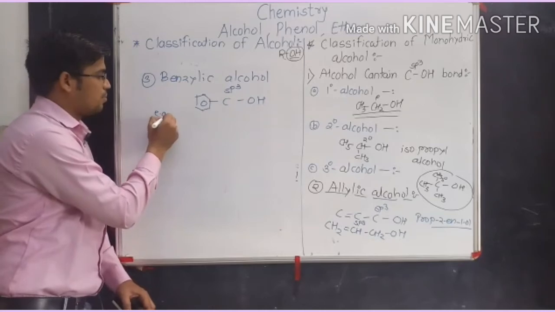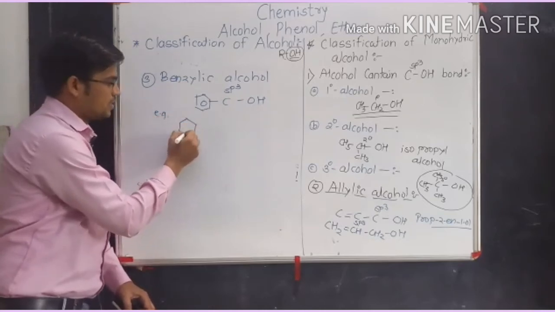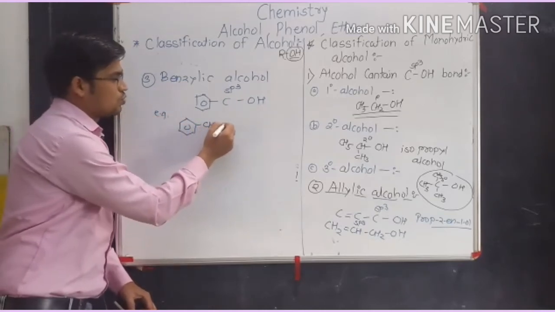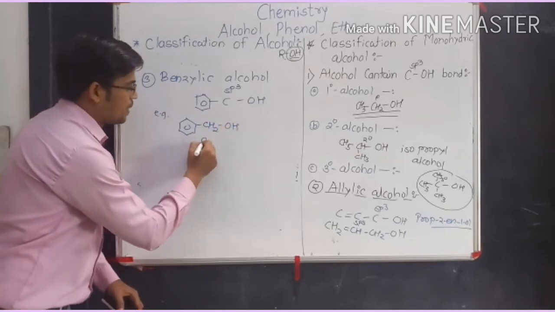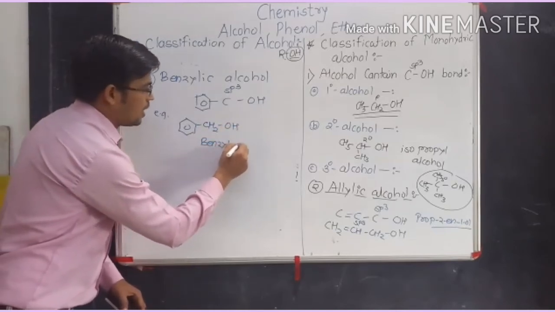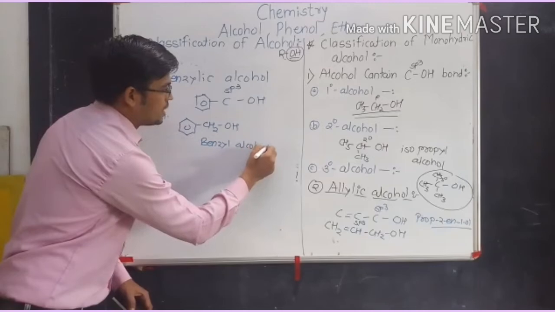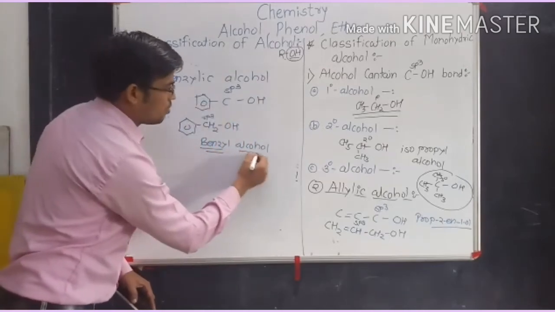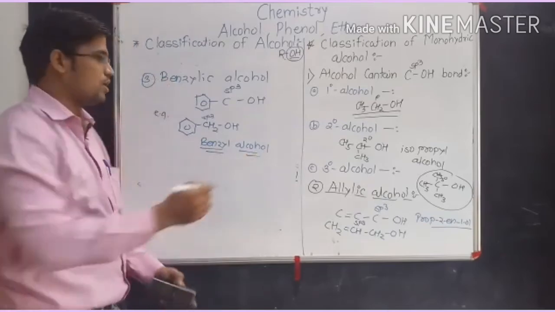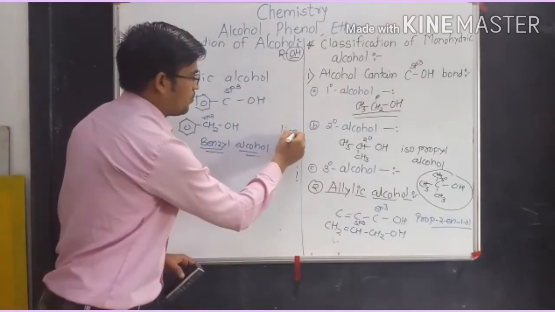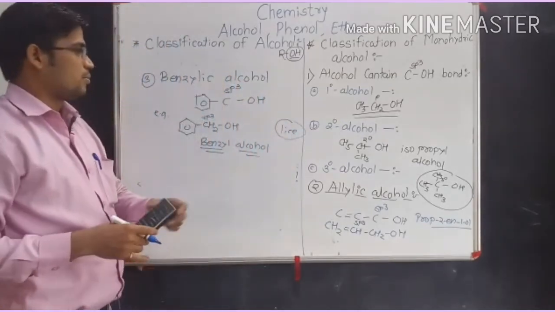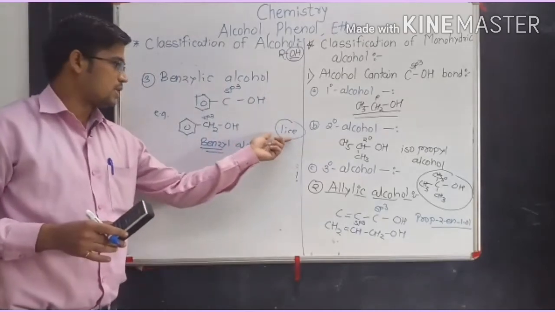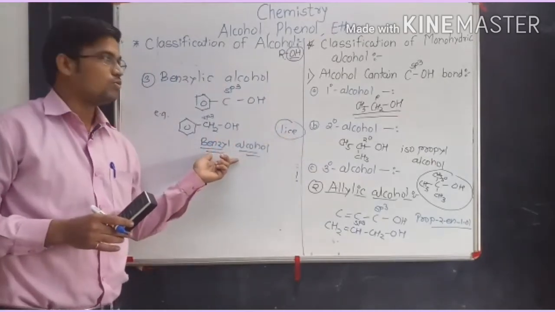Let us see the example. A benzene ring, a phenyl ring, with CH2OH. This is benzyl alcohol. This is the example of a benzylic alcohol, where the carbon is sp3. This benzyl alcohol is used to kill lice. ज्या केसांमध्ये ज्या उवा असतात त्यांना मारण्यासाठी हे बेन्झाइल अल्कोहोल औषध म्हणून वापरलं जातं.